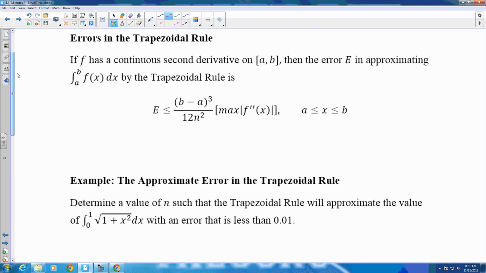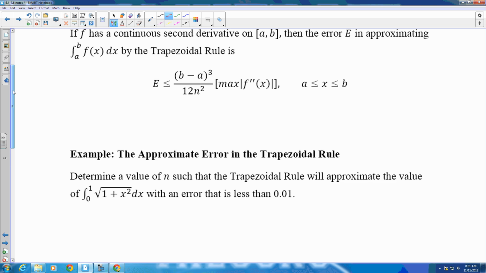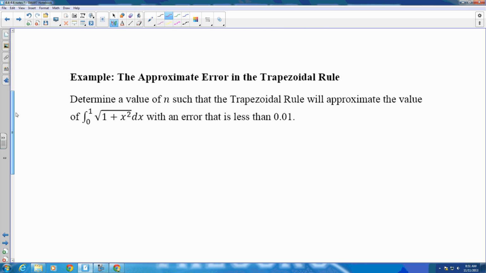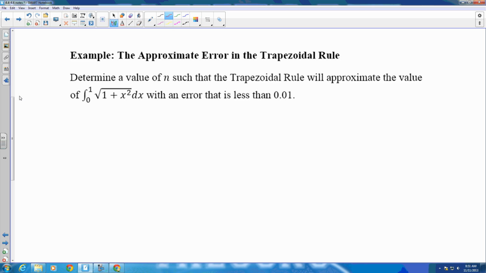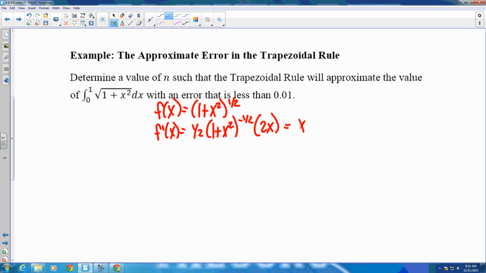Okay, so there can be errors in the trapezoidal rule, and the way you figure that out, your error is going to be less than or equal to (b minus a) cubed over 12n squared, where again n is going to be your number of subintervals, times the max of your double derivative, sorry, f double prime is your double derivative. Okay, so on this one, let's find the double derivative first. This is f of x equals 1 plus x squared to the 1/2. F prime is 1/2 times 1 plus x squared to the negative 1/2 times 2x, which is x times 1 plus x squared to the negative 1/2.